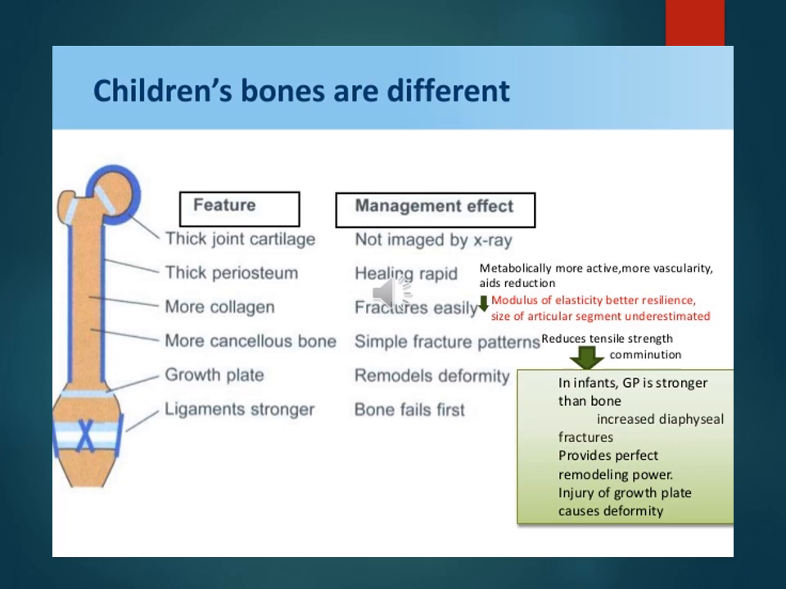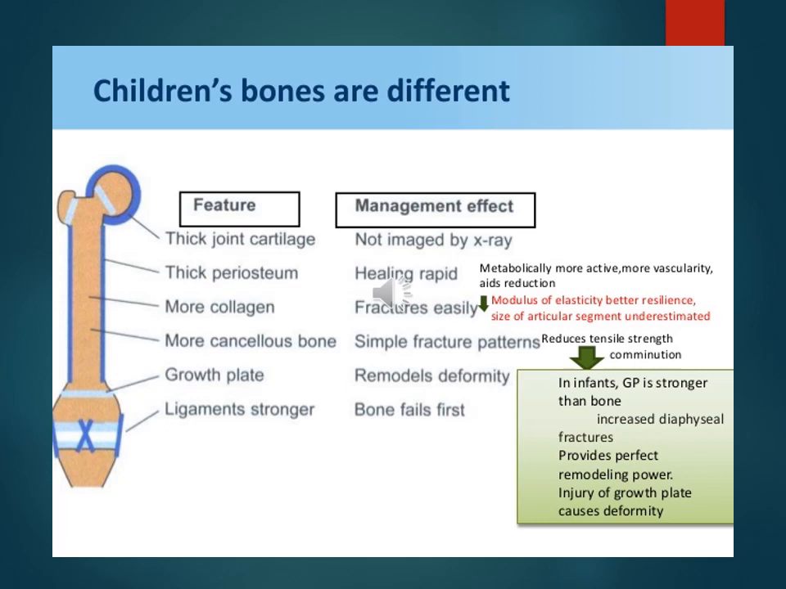Also, the child's bones have thicker periosteum. The periosteum is the outer layer that surrounds long bones. It provides stability, and it also provides the blood supply to the bone. In children, the periosteum is thicker than in adults, which means that the healing is better because the blood supply is much better in children. Also, this provides some stability when the bone fails. So when you get a fracture, the periosteum remains intact in most cases, and that stabilizes the fracture somehow. Because of this thick periosteum, fractures are usually simpler in children.